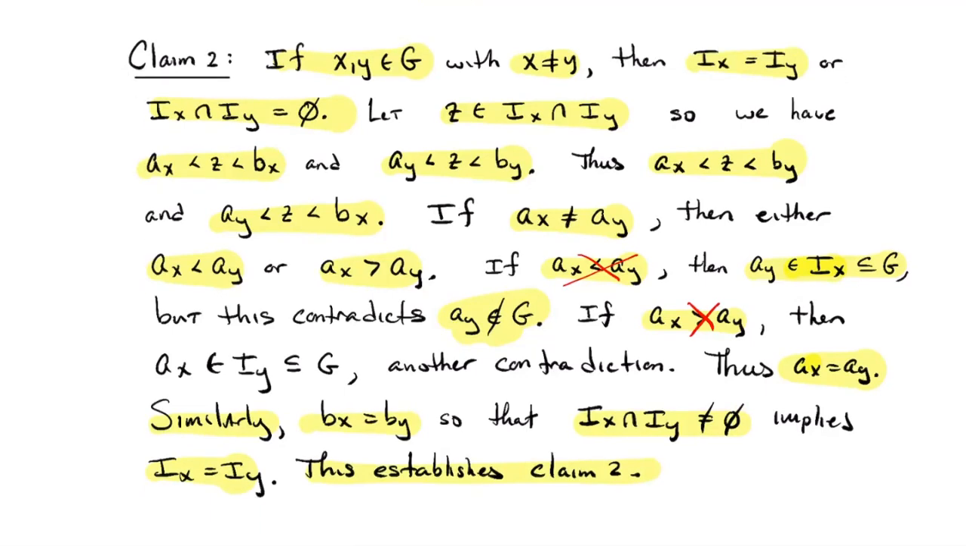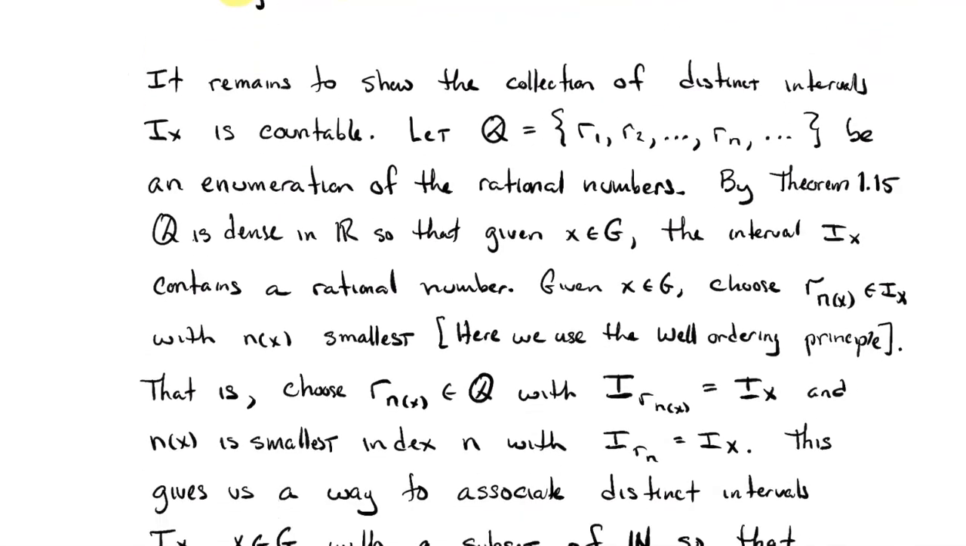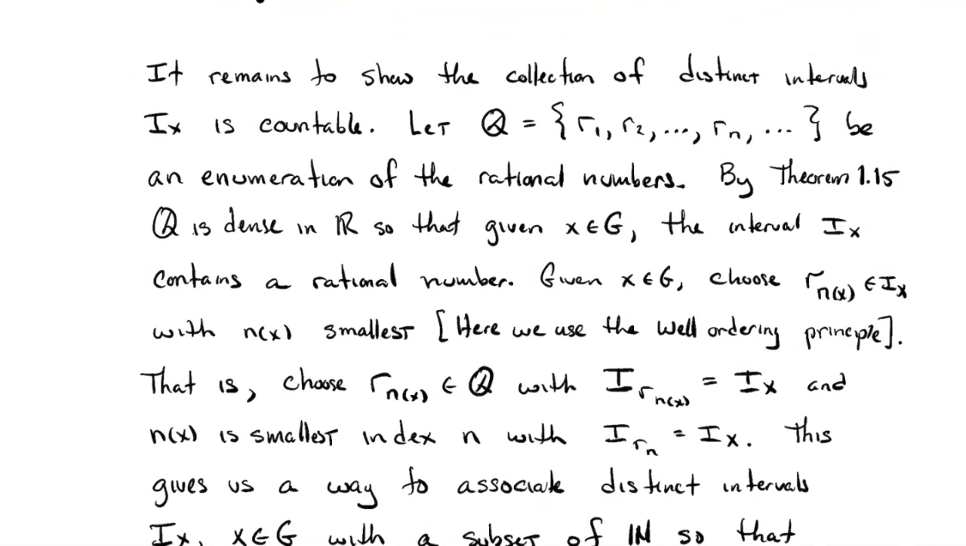Nice. So now it remains to show that we can do this with a countable or finite number of intervals. So here's where we're going to use this enumeration. Let's enumerate the rationals. Line them up, first rational, second rational, and so on. So take an enumeration of them. We've proved that the rationals are dense. So if you give me an x, the open interval I sub x has to contain a rational number. In fact, it has to contain infinitely many rational numbers. Each one of those rational numbers is indexed. There's a first one, a second one, and so on.